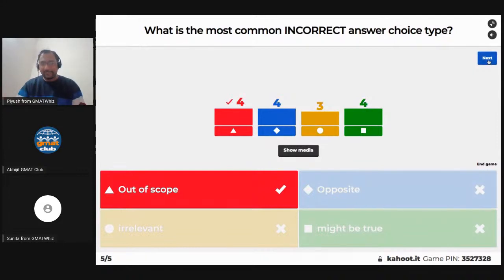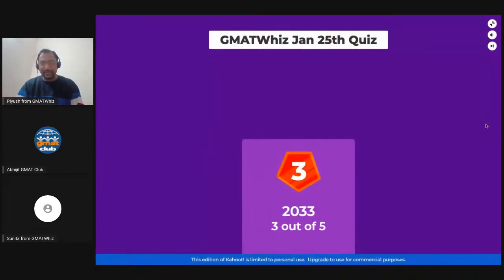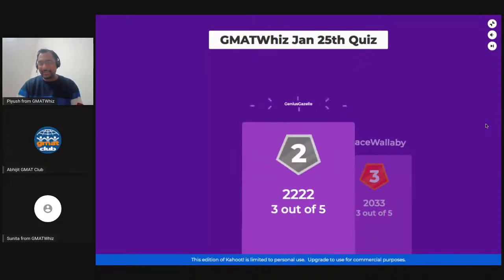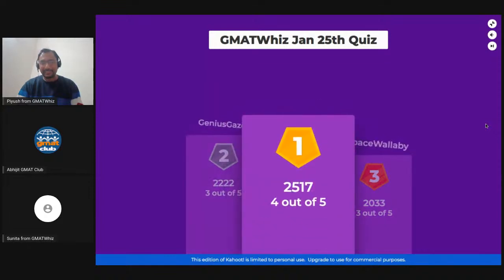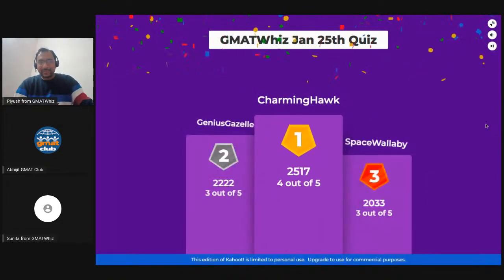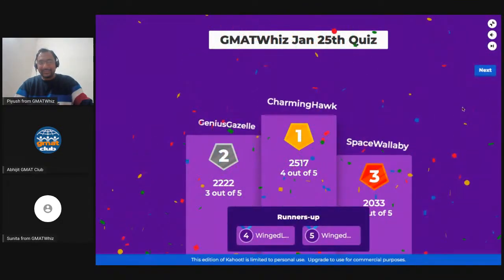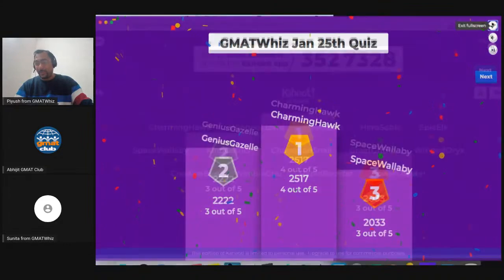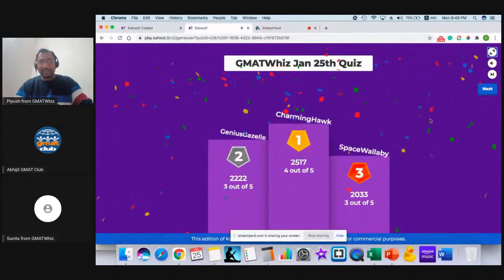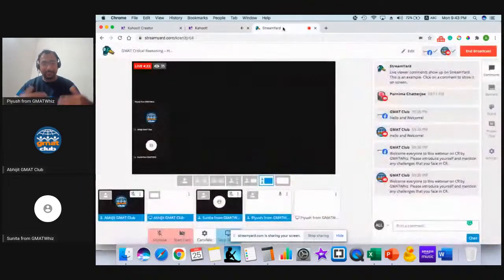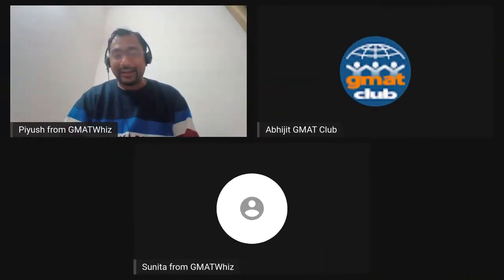So great. Let's see who is the winner finally. Charming Hawk was leading the leaderboard. Let's see who's the final winner. Okay. So Space Wallaby, great job. You have the third position. Genius Gazelle, the second position. And let's see who is the topper today. Okay, Charming Hawk has maintained the advantage. 4 out of 5 questions correct. That's great, guys. I hope you had a great learning through this fun trivia, a very short trivia we wanted to share with you. And with that, we will invite ma'am. We will start the webinar and quickly we will get to the main objective here.